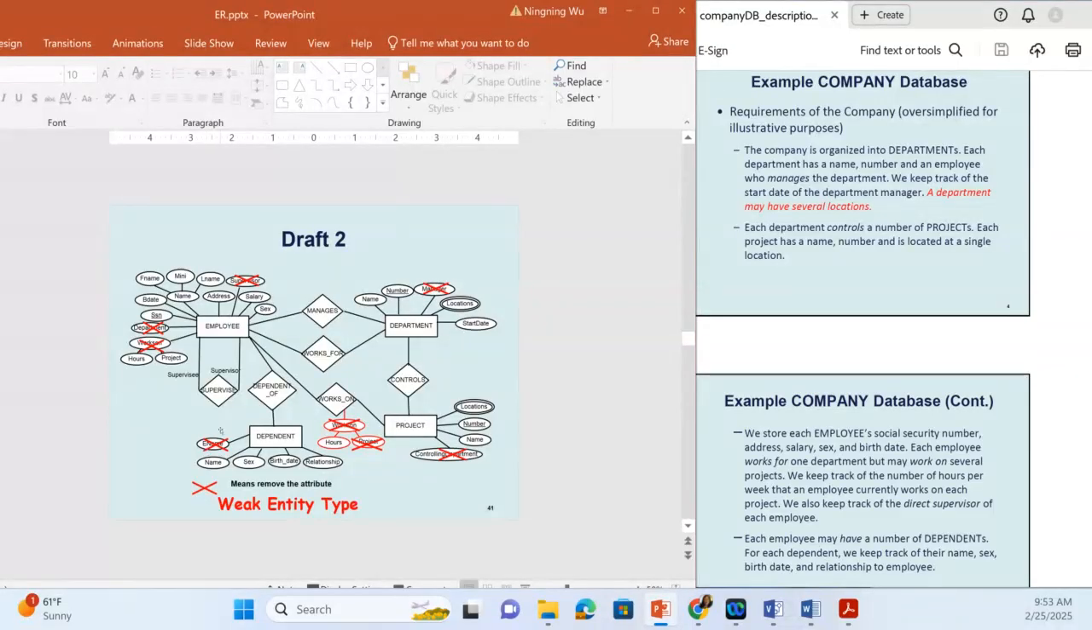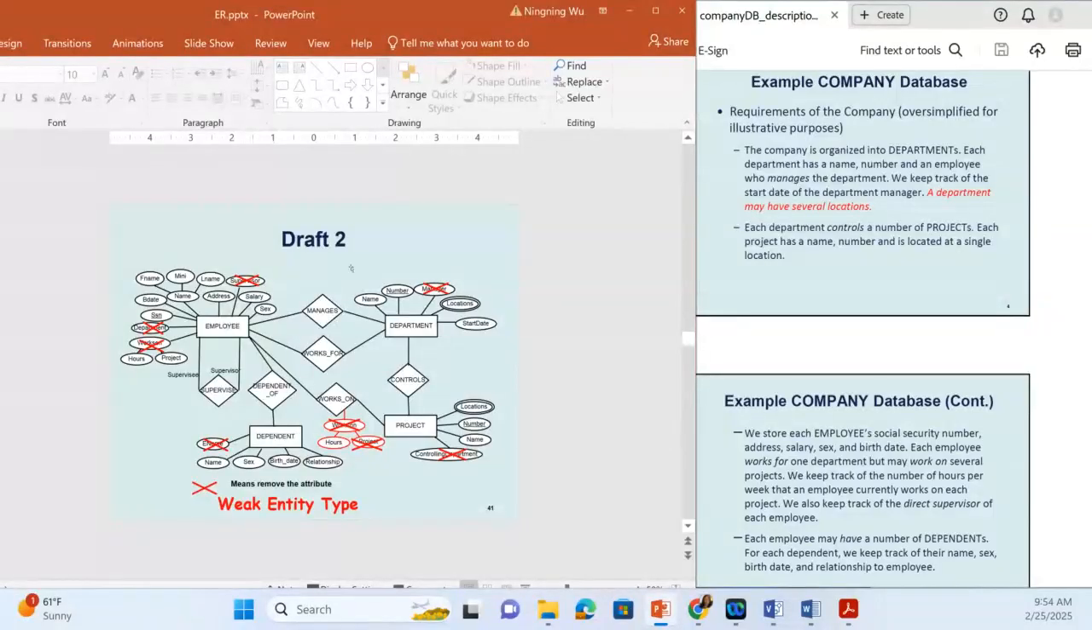If the company requires that we assign a unique ID for each dependent, then dependent is still considered a strong entity type. Why? Because the ID is used to uniquely identify each dependent. So in that case, dependent will be considered a strong entity type, although dependents still need to rely on an employee to exist in the database. But in the ER design, that dependent will be considered a strong entity type.